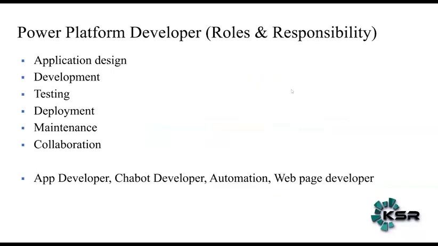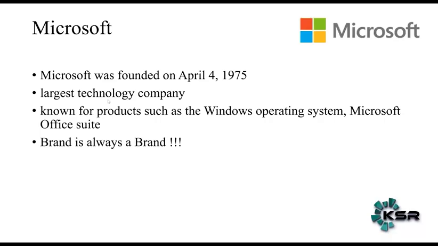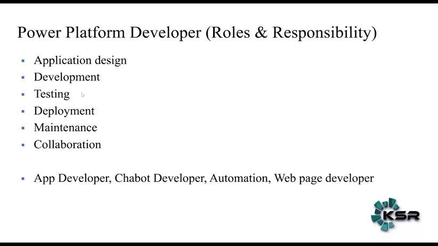Cool, you already know what a Power Platform developer is. The roles and responsibilities will be: you have to design the application, then do the development, then testing, then deploy the app, then do the maintenance, and then collaborate with the other developers, get feedback from the UAT users, and resolve it. These are the roles and responsibilities, similar to any other job role you would work in. Right, but it's end to end by one person.